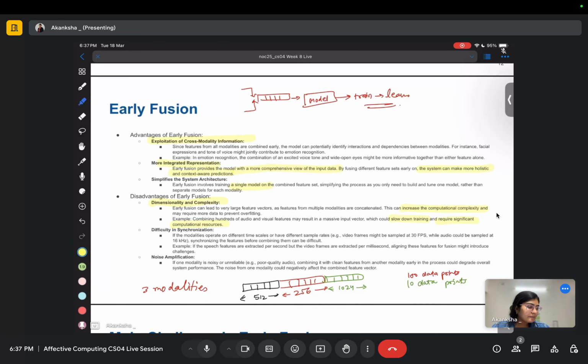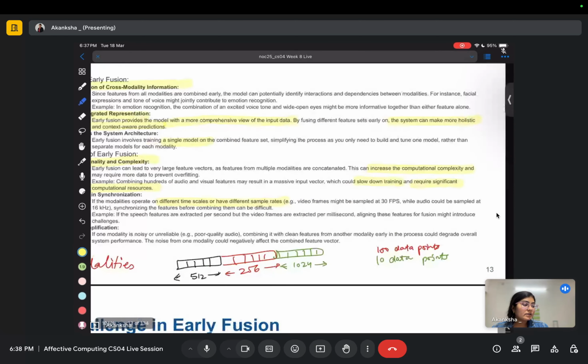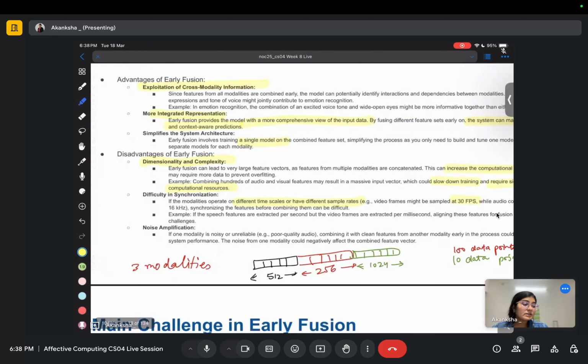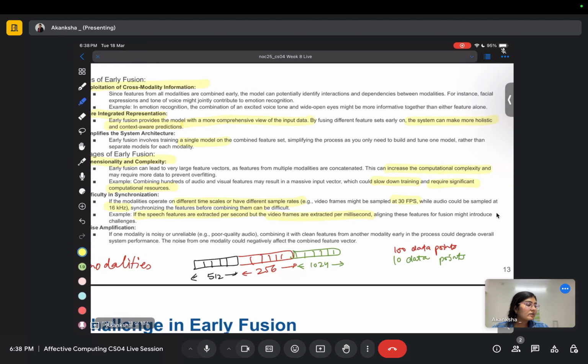Another example is if the modalities operate on different time scales or have different sample rates. Let's say the video frames are 30 fps, but audio can be 16 kilohertz. So how are you going to map the 16 kilohertz to 30 fps? This becomes a difficult problem. Now let's say the speech features are extracted per second and the video frames are extracted per millisecond. So aligning these features is also a difficult task.